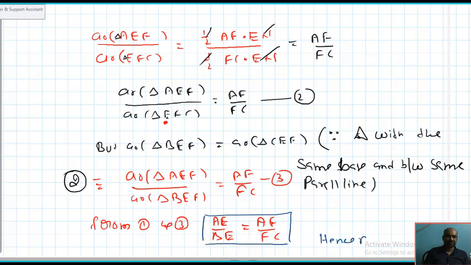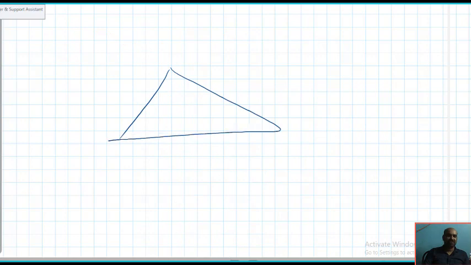Students, what did I prove? In a triangle, if a line is drawn parallel to one side, that line divides the other two sides in the same ratio. This line divides the other two sides, this by this equal to this by this. This is an important theorem called the basic proportionality theorem. Okay students, important note.